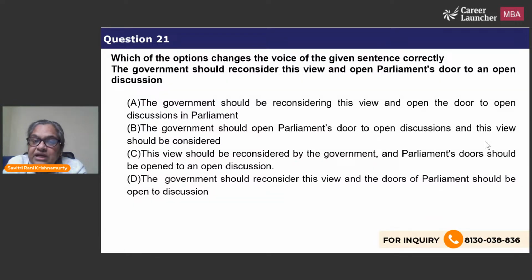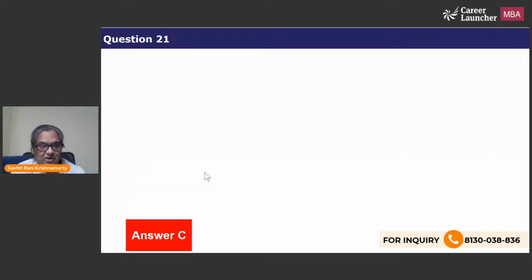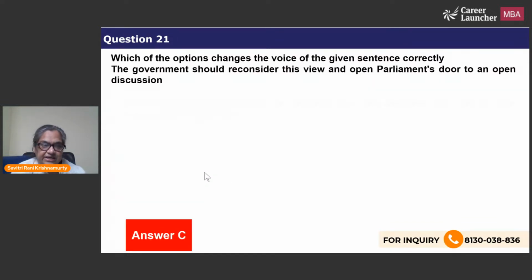The government should reconsider this view. Change that to passive voice. Second part, change it to passive voice. See which option has both or one. The government should reconsider this view becomes: this view should be reconsidered by the government, and the government should open the Parliament's doors becomes: the Parliament's doors should be opened to an open discussion. All right. So C is the correct answer.